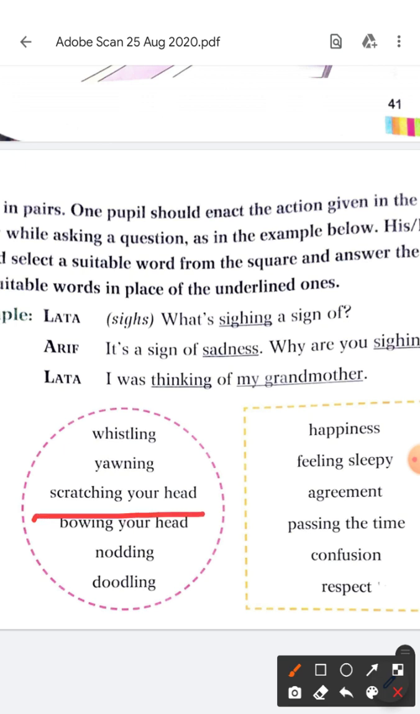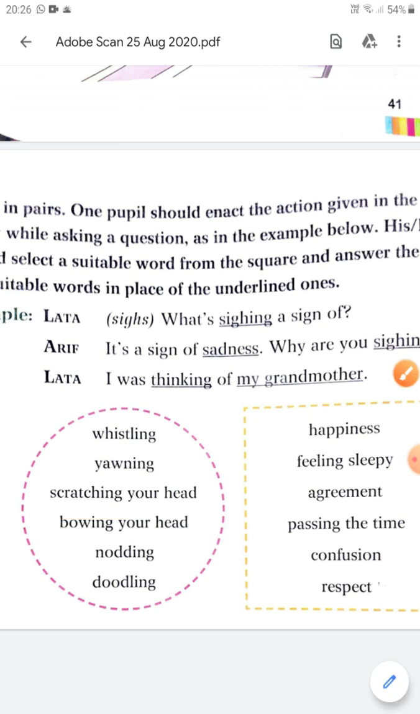Next, what's scratching your head a sign of? When do you scratch your head? When you are confused. When you are confused about something. Oh God, what can be the answer for this question like? So, scratching your head is a sign of confusion. So, Arif saying, but why are you scratching your head? Lata will answer, because I don't know what's the answer for this question. So, I'm scratching my head and thinking.